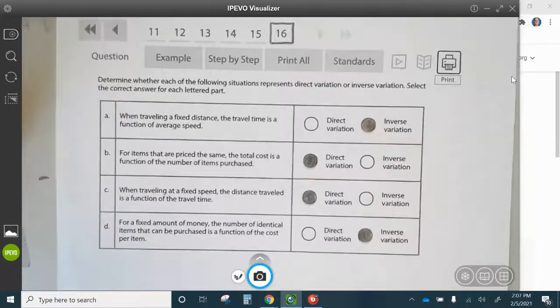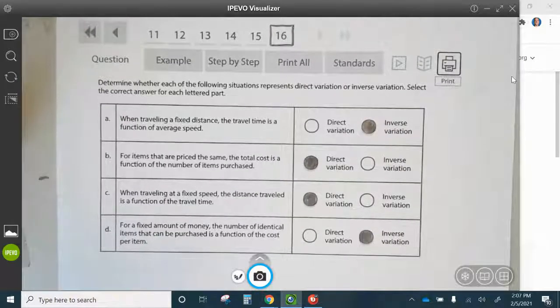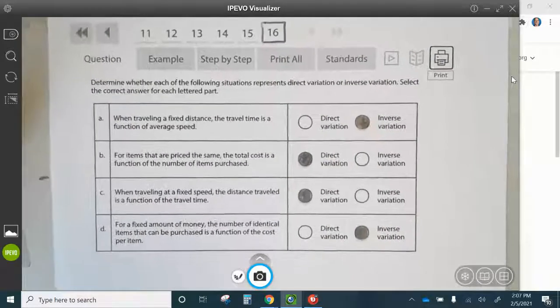All right, go and finish up question 16 and finish up your 8.1 assignment and have a wonderful Wildcat day.